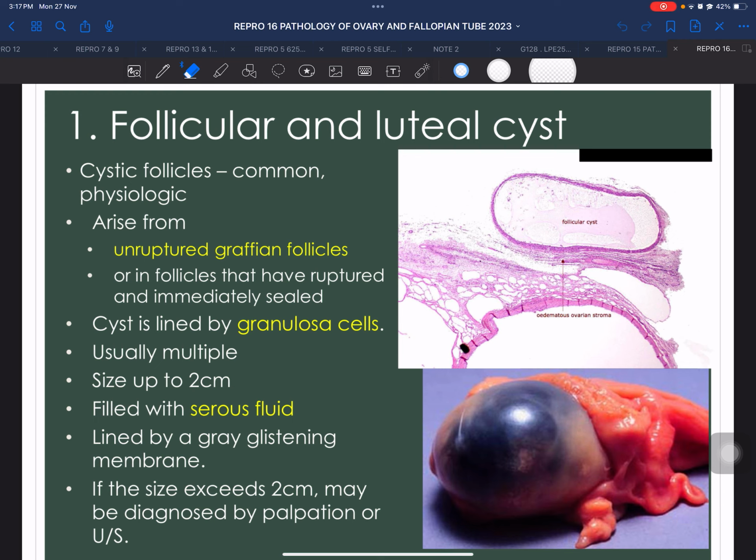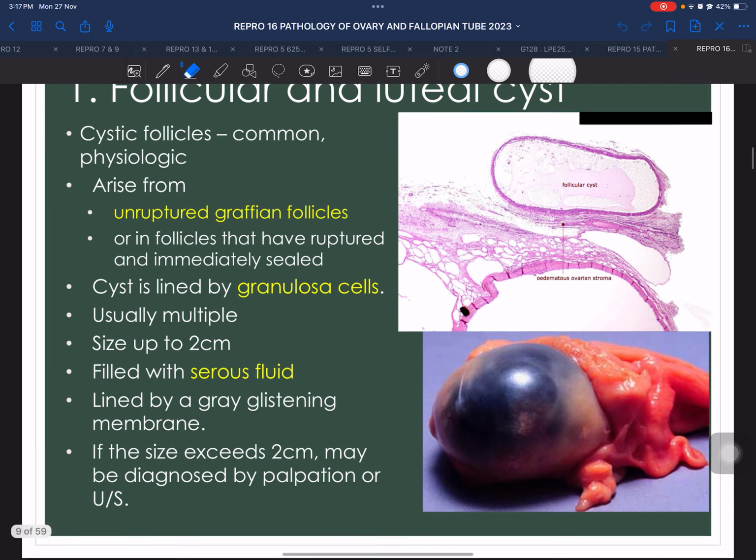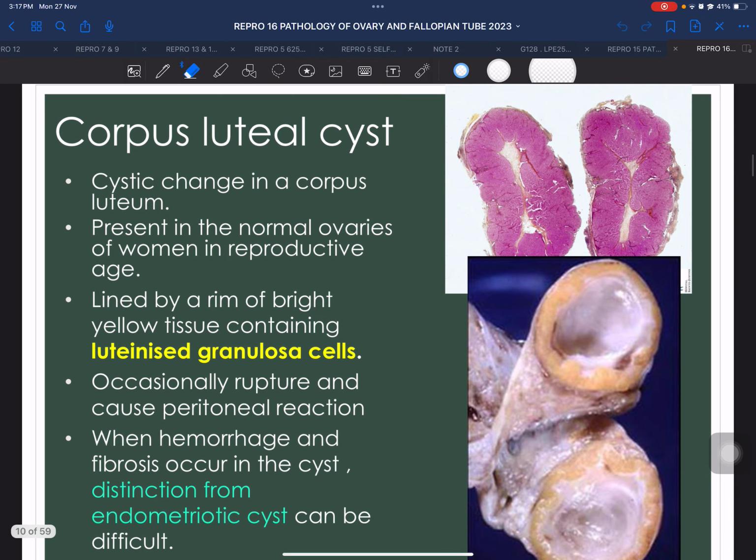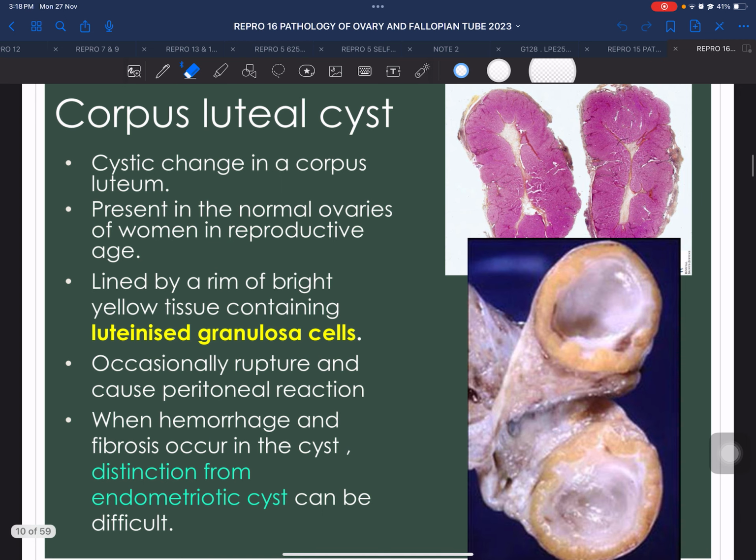Okay, corpus luteal cyst is another cyst that occurs as a change in the corpus luteum and can be present in the normal ovaries of women in the reproductive age. Okay, and they are lined by a rim of bright yellow tissue containing luteinized granulosa cells. So this corpus luteum occurs after ovulation, right? They form after ovulation. So you have to know the progression from the follicles until ovulation occurs.